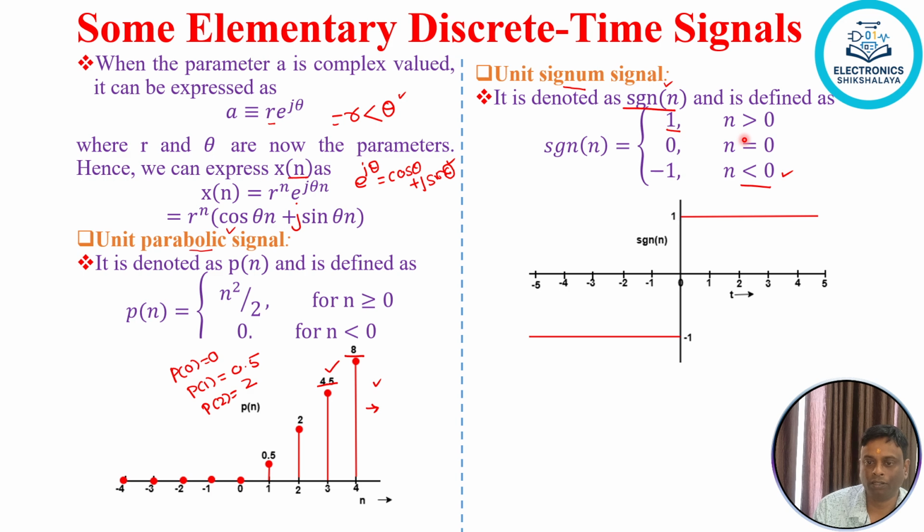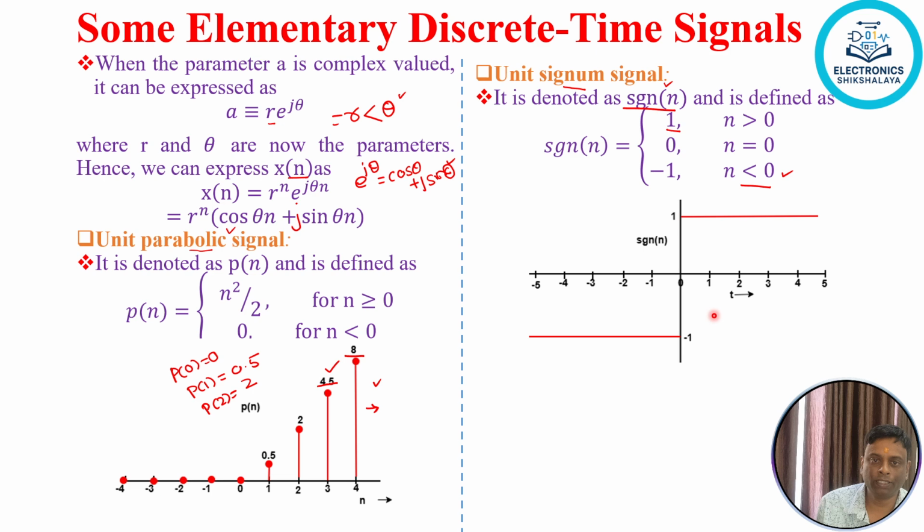You can see that at n equal to 0, the value is 0. For n greater than 0, the value is 1. Similarly, for n less than 0, the value is -1. Only at n equal to 0 is it 0; if n is positive it is 1, and if n is negative it is -1. This is called the signum signal or signal sequence.